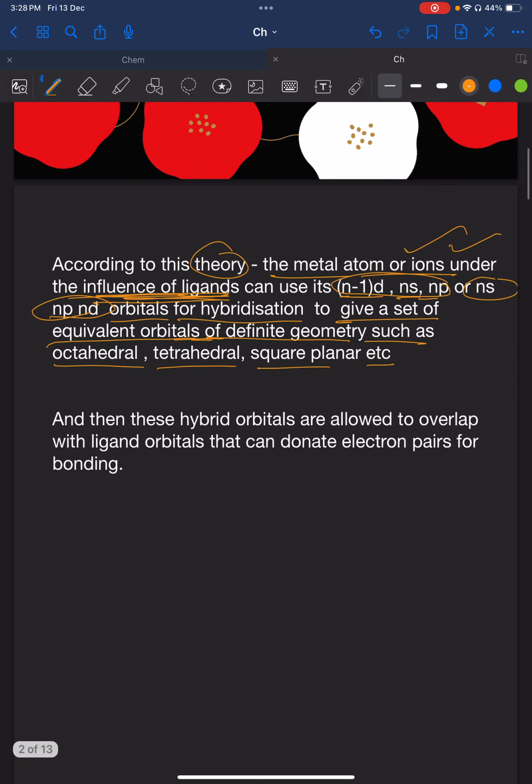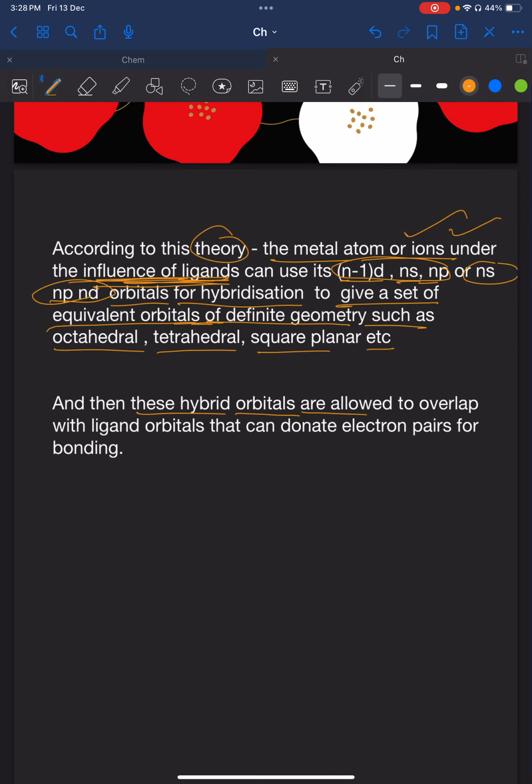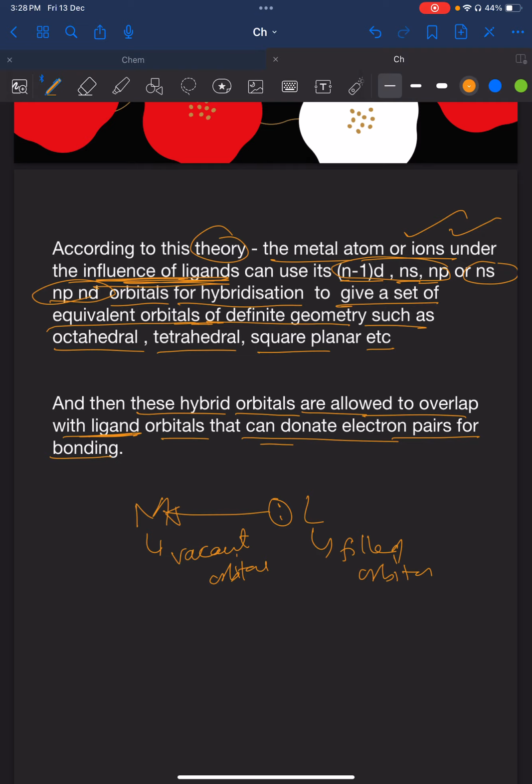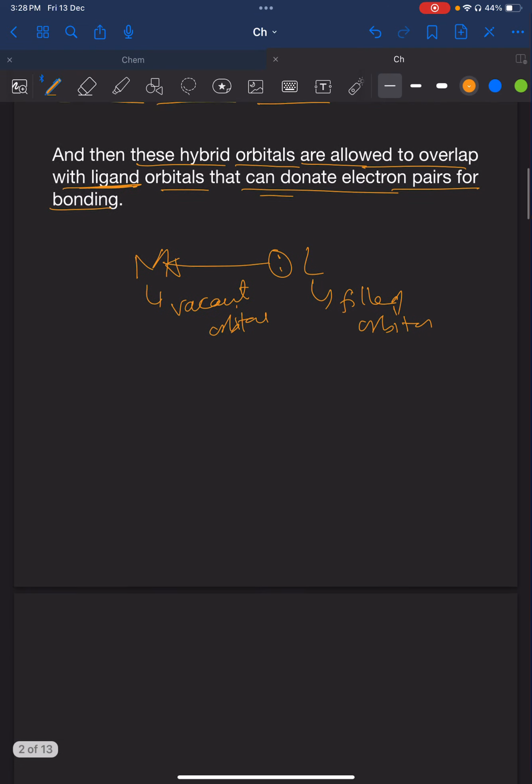Now, what happens? These hybrid orbitals are allowed to overlap with the filled orbitals of ligand. Means vacant hybrid orbitals overlap with the filled orbitals of ligand, and we can say that ligands are donating the electron pairs in the bonding, and a coordinate bond is formed. So we have the CMI, which is having vacant orbitals, and we have ligands which are having filled orbitals. So ligand donates the electron pair to the CMI, and a coordinate bond is formed.